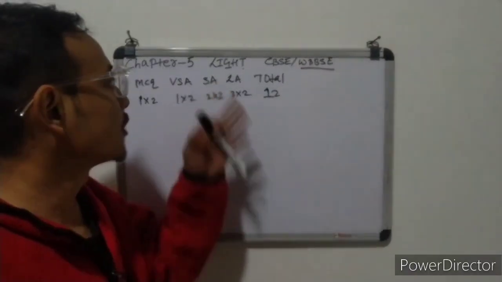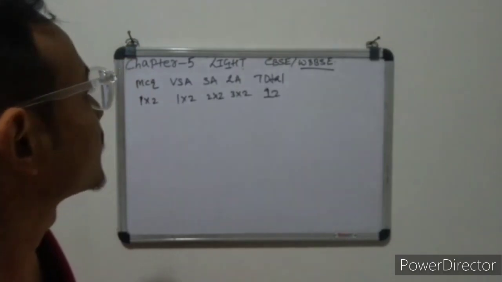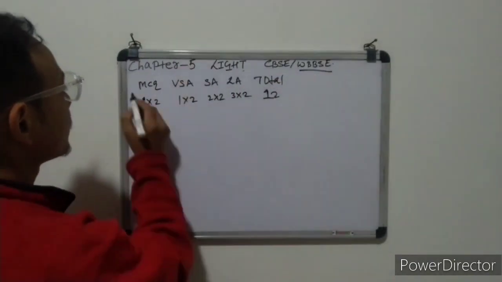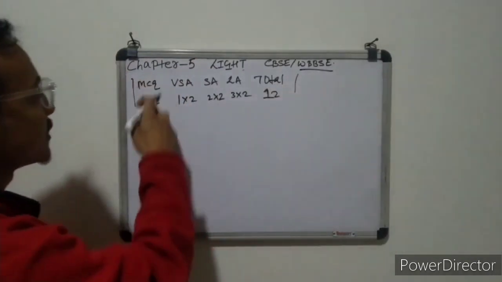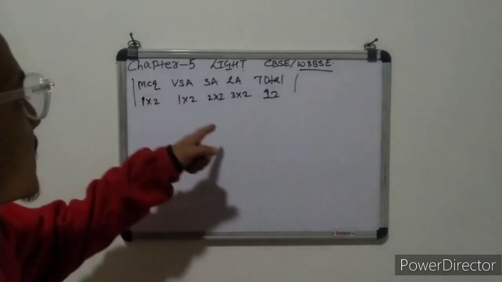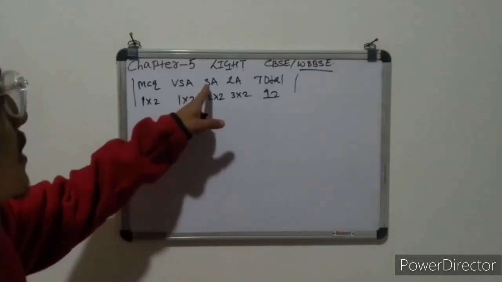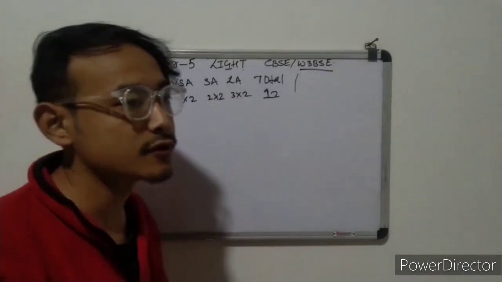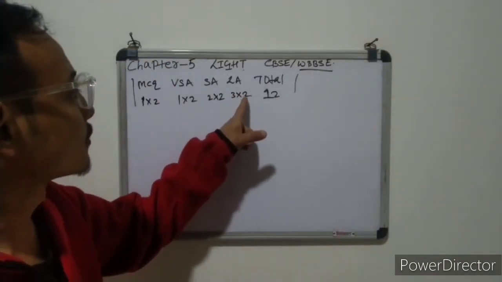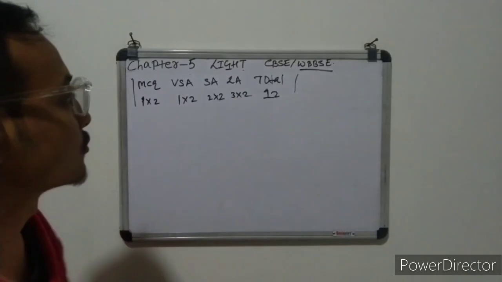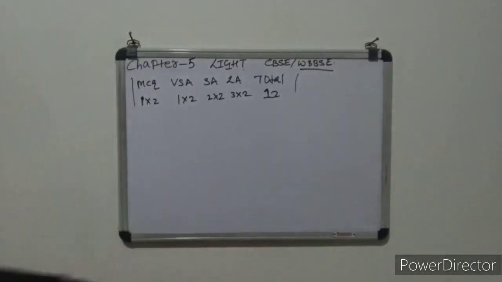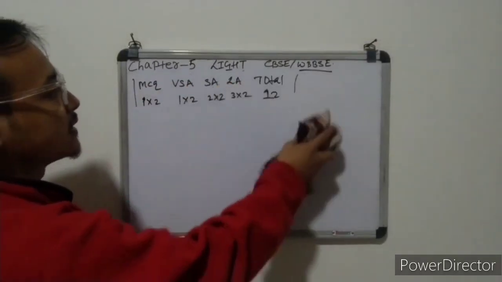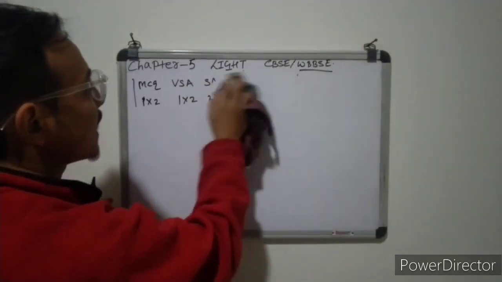Hello everyone, today we will learn a new topic, that is light, Chapter 5, CBSE West Bengal Board. This is the pattern of the West Bengal Board. In MCQ, 2 questions will be asked. In VSA, 2 questions of 1 mark each. In short answer questions, 2 questions will be asked, each carrying 2 marks. In long answer type questions, 2 questions will be asked, each carrying 3 marks. So overall, a total of 12 marks will be asked in each section. This is Section A, B, C and D. So today's topic is light.